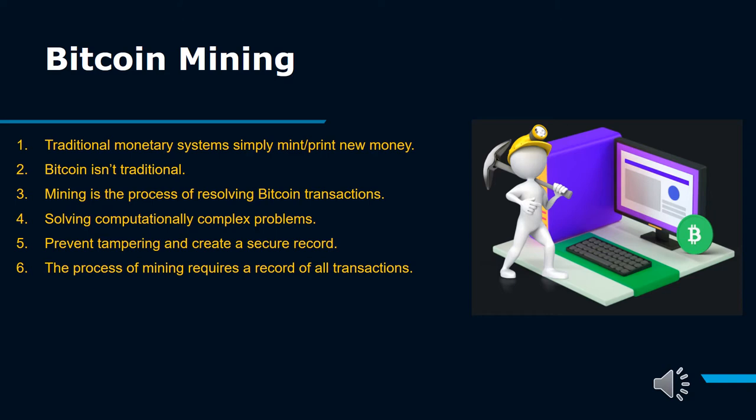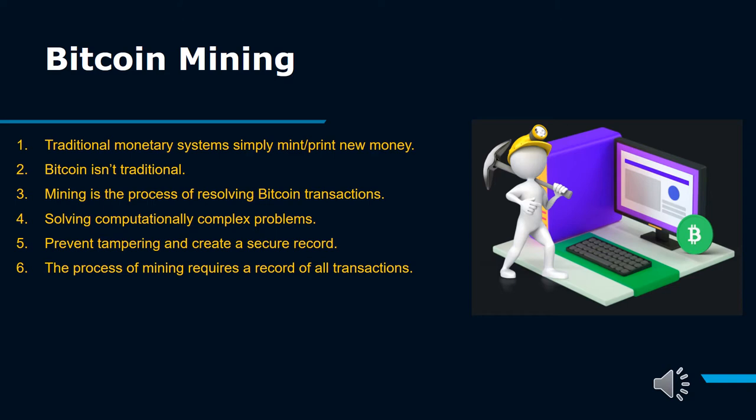In regions where electricity is generated using fossil fuels, Bitcoin mining is considered detrimental to the environment. As a result, many Bitcoin miners have moved operations to places with renewable sources of energy to reduce Bitcoin's impact on climate change. Traditional monetary systems simply print new money.